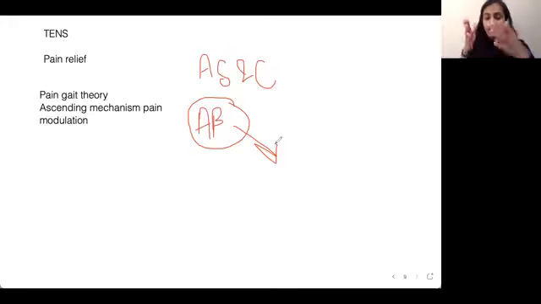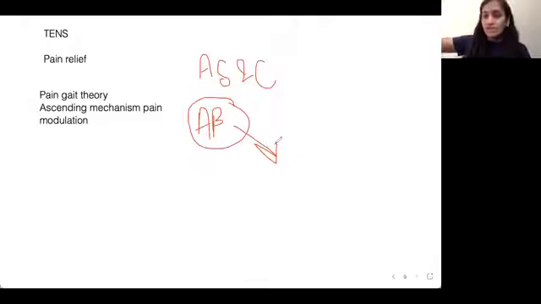Okay, so your A beta fibers are your big fibers, your A delta fibers are your small fibers. A delta and C are the ones that carry pain. A beta fibers are the ones that are mechanoreceptors. So what happens once you apply TENS? These A beta fibers get stimulated, they go and block the gate, so your A delta fibers cannot access it. That's how you don't perceive pain. This is called your pain gate theory or your ascending mechanism of pain.